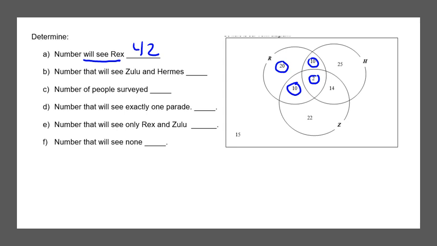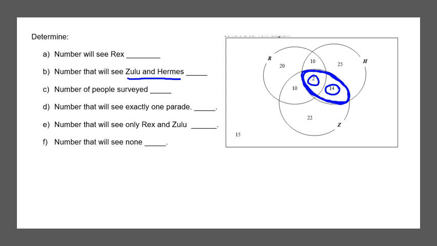So I'm trying my best to give you a hand here. All right. What number will see Zulu and Hermes? Okay, so we need to see Zulu and Hermes. Well, if you look in this particular Venn diagram, in this circle here that I'm forming, which really isn't a circle, but more looks like a football, if you're standing here, you're seeing Zulu and Hermes. If you're standing here, you're seeing Zulu and Hermes. So 16, right? So 16.